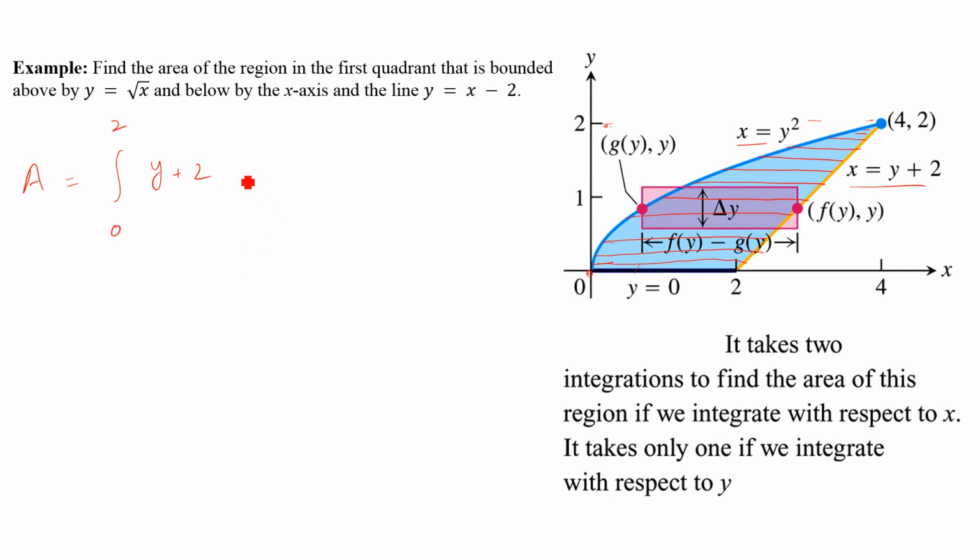y plus 2 minus y square dy, from 0 to 2. So I should integrate it now. y square over 2 plus 2y minus y cube over 3, from 0 to 2, of course.